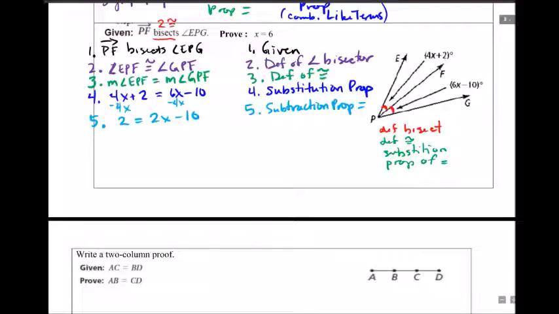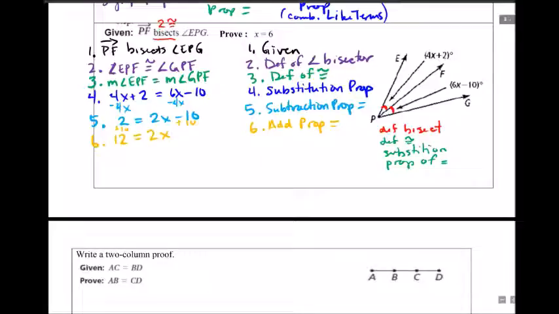And then what am I going to do next? Well, I'm going to add 10 to both sides. So that is going to give me 12 equals 2x. And what let me say that? The addition property of equality.